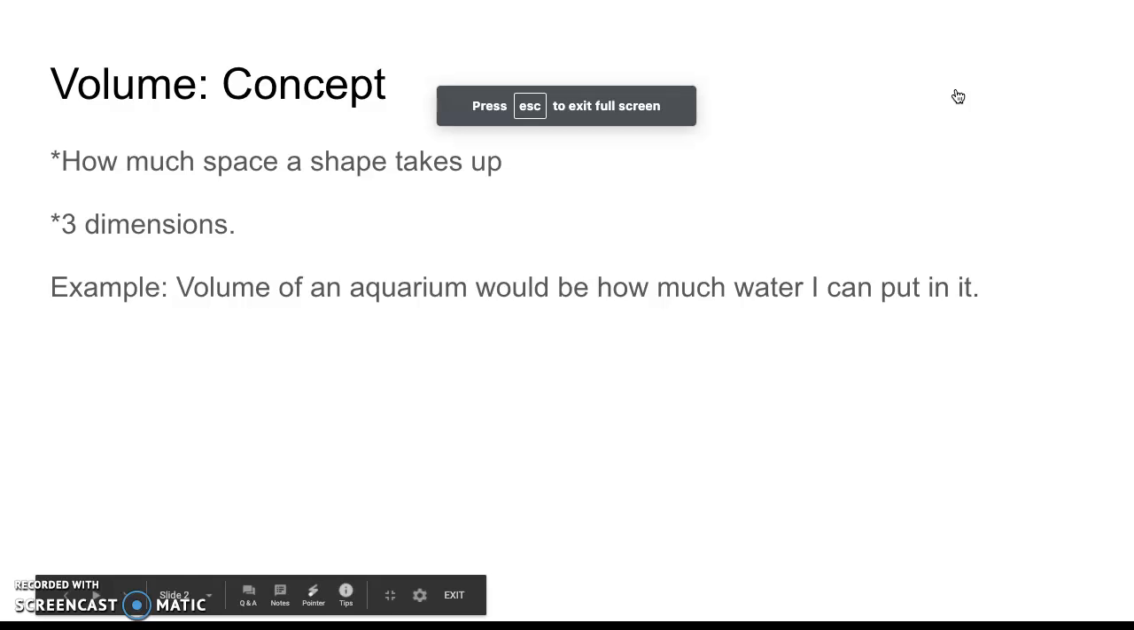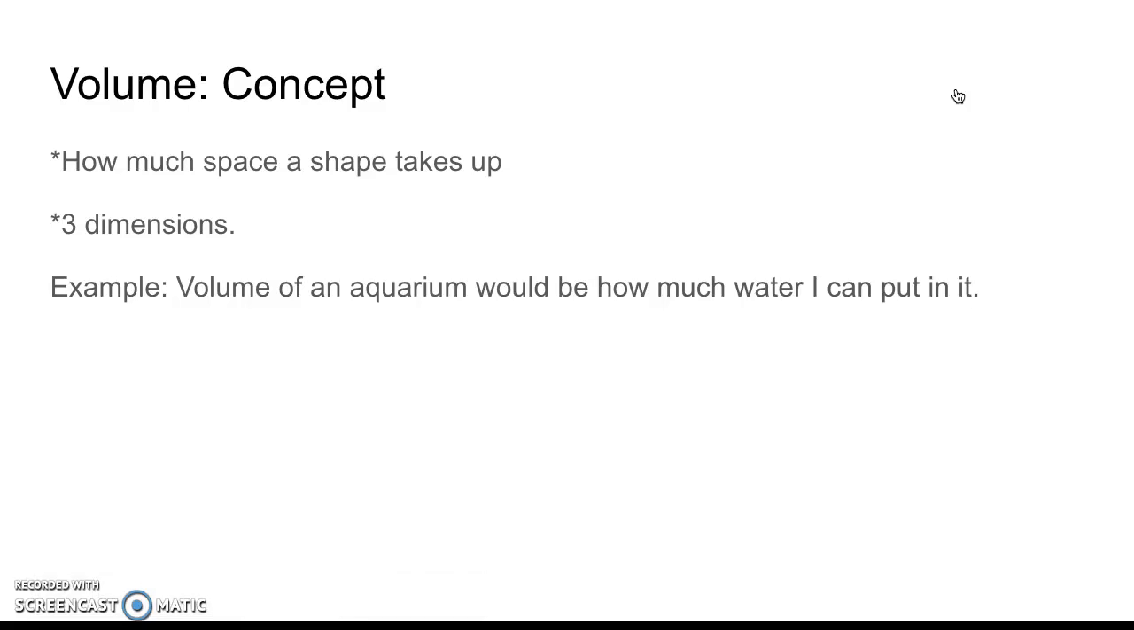Good morning, everyone. Today we're going to be talking a little bit about volume and surface area. There is a difference between the two of them.